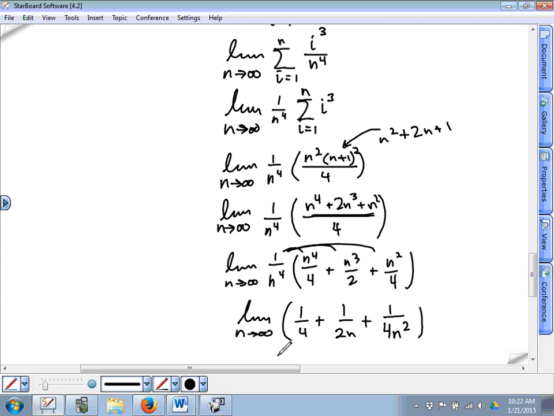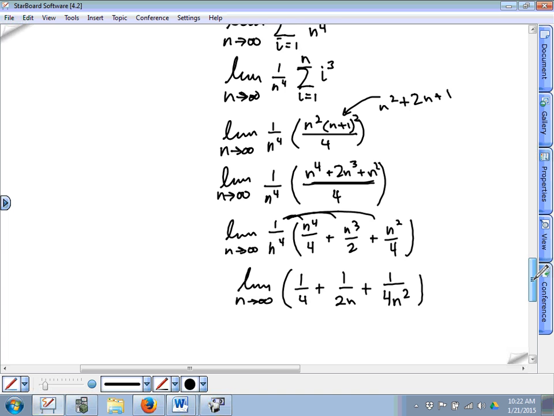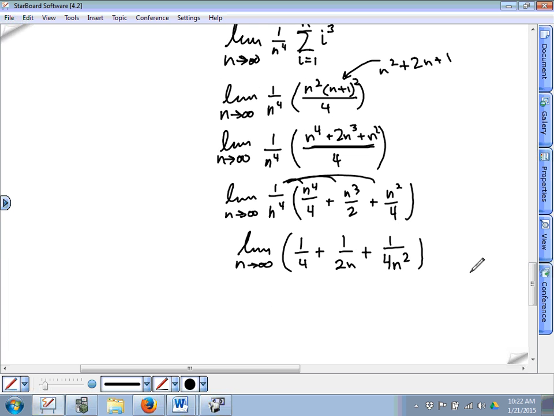I know this seems awful. It is awful for this section. Finding the area under a curve is actually pretty easy, not using this way, but using the easy way. But if the limit approaches infinity, that goes to 0. That goes to 0. And we're left with 1/4, 0.25.